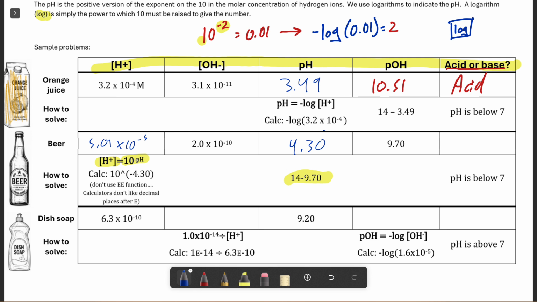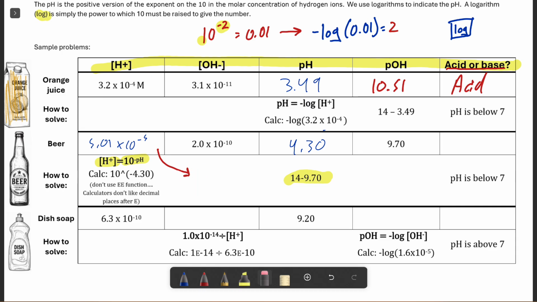And if you want to visualize that, basically what that's equal to is, I'm saying 1, 2, 3, 4, 5. So what I'm saying there is 0.00005001 moles of hydrogen ions per liter of the solution is what that's saying.